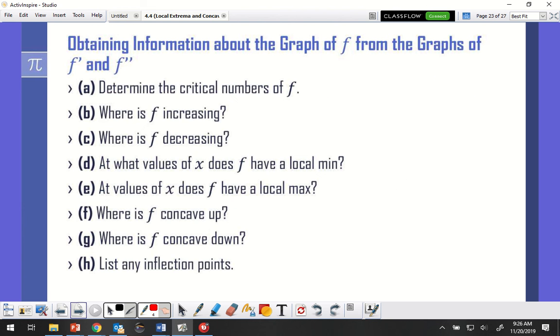Okay, let's see. From those graphs, did we figure out the critical numbers of f? Yes. Where was f increasing? We filled that in. Where was f decreasing? We filled that in too. What values of x does it have a local min? What values of x is the local max? Where is it concave up? We figured that one out. Where is it concave down? Any inflection points, changing concavities? We just answered all those questions.